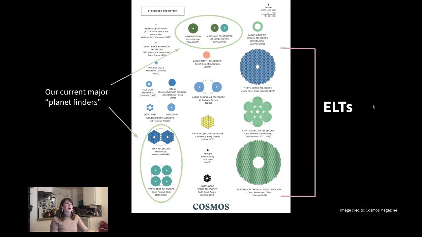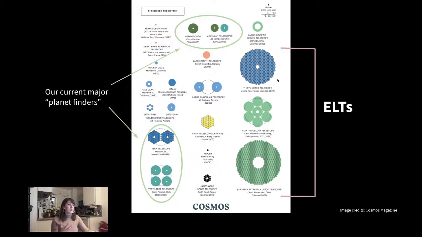Then there are cool things happening on the ground too, so many cool things. Our current major planet finders are Keck that we talked about in Hawaii, the Very Large Telescope in Chile, and Gemini South in Chile. Those are circled here in the green circles. And again, they look tiny compared to what's coming next, which is the extremely large telescopes, or the ELTs.